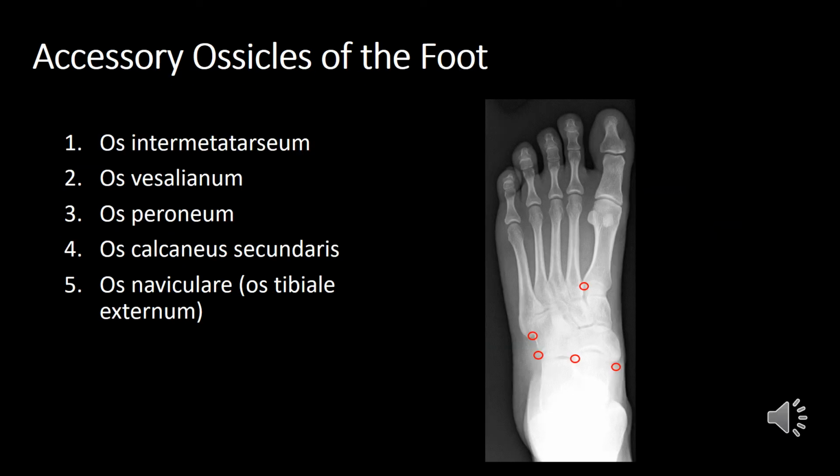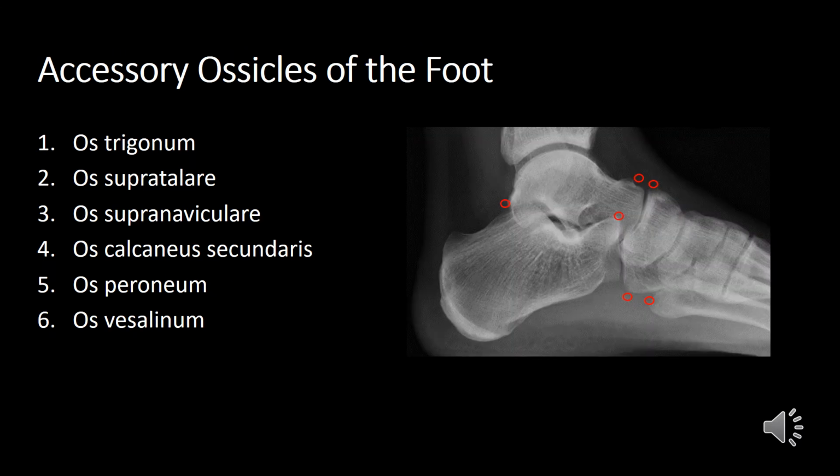Here we see a nice AP/DP image of the foot with the 5 common ossicles identified, and we shall show you examples of these individually as we go forward in the presentation. And here we are with the lateral view. This time we can see 6 common ossicles of the foot. So again, take a look at the names and we will refer to them individually as we go through the presentation.